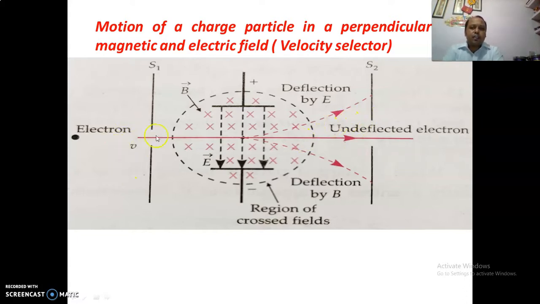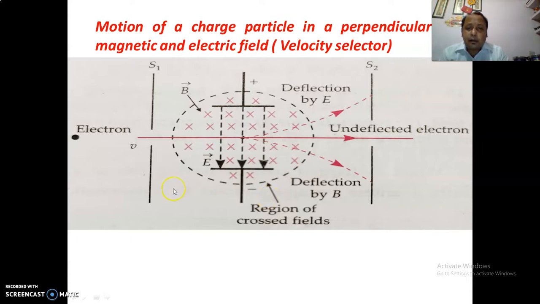All the charged particles which enter through here have different velocities, but the one having the specific velocity will come out through it, and that's why it is known as a velocity selector or velocity filter.